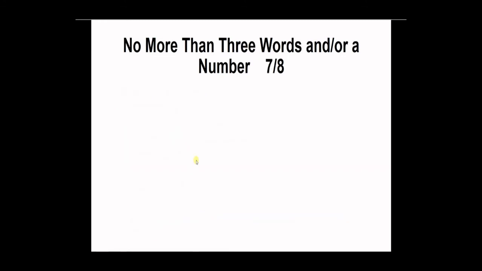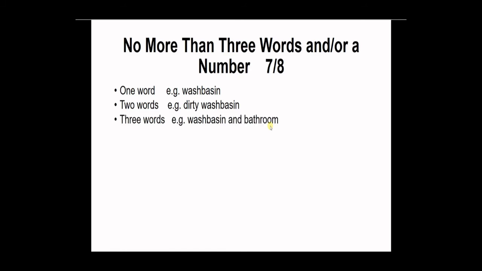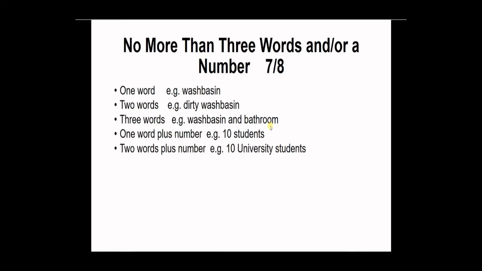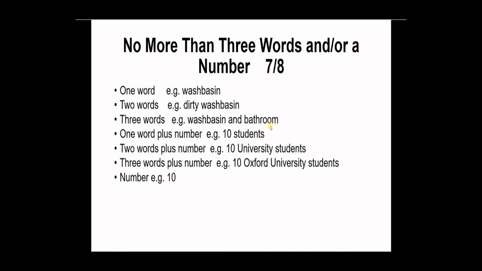The last option we will look at over here is no more than 3 words and or a number, and these are the possible options. You can write 1 word. You can also write 2 words like dirty wash basin. You can write 3 words, example wash basin and bathroom. You can write 1 word plus a number, example 10 students. You can also write 2 words plus a number, example 10 university students. And 3 words plus a number is also accepted, so 10 Oxford University students. And you can write just a number like 10.